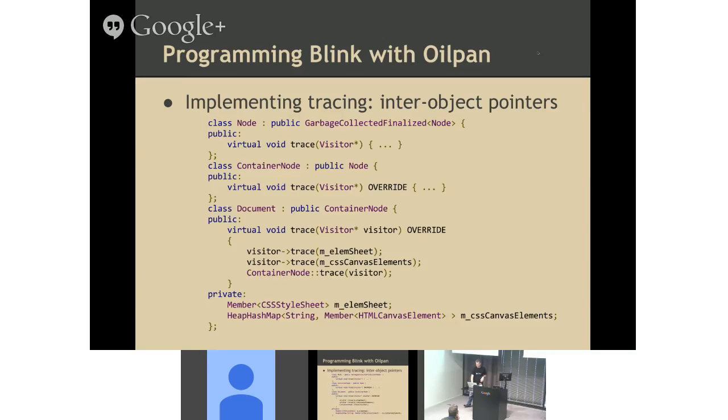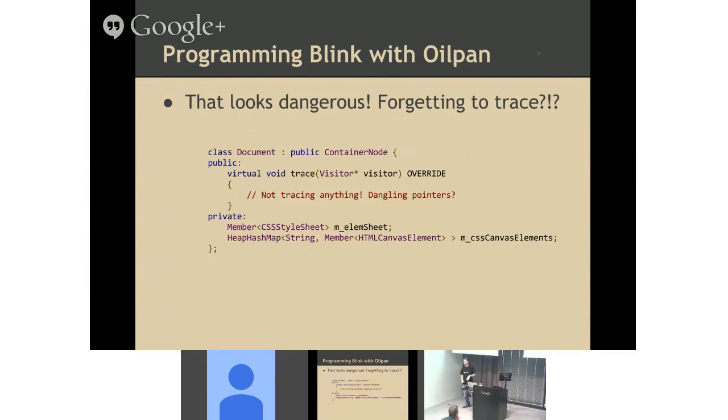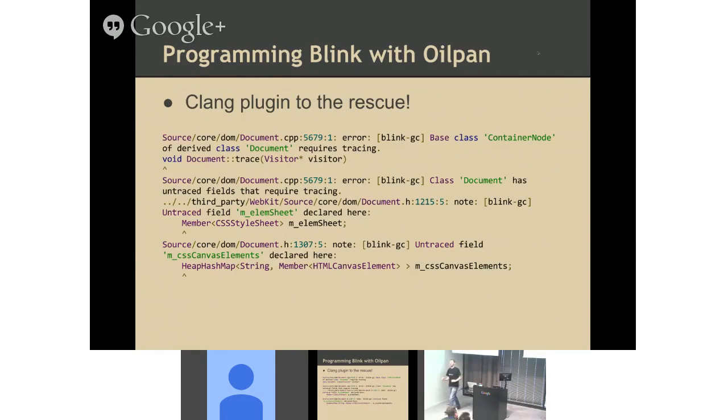So again, this looks dangerous, right? Because what if you don't trace something? Well, that will lead to a dangling pointer, because if you don't trace something, then the garbage collector doesn't know about it. And if that was the only pointer to that object, the garbage collector will say, well, okay, it's not live. I haven't seen it, so it's not reachable, and therefore I can destruct it, and then you have a stale pointer.